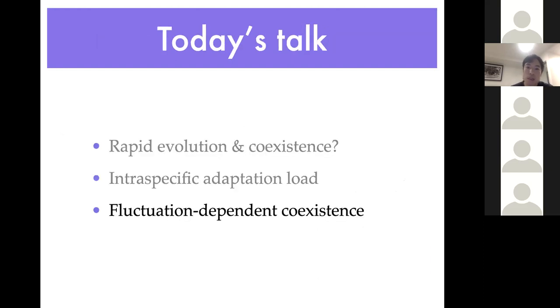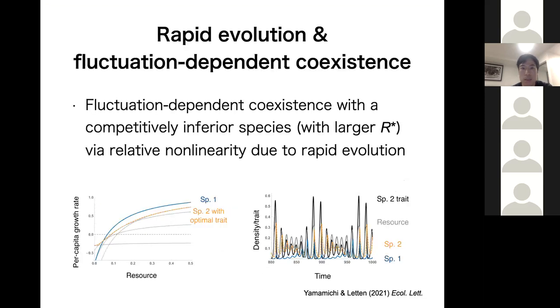Okay, that's all for the second topic. And I'll move on to the third topic, fluctuation-dependent coexistence. Here, I show that fluctuation-dependent coexistence with a competitively inferior species is possible via relative nonlinearity due to rapid evolution.